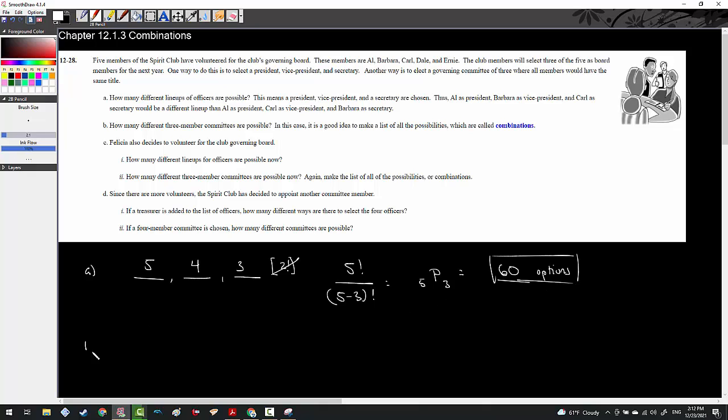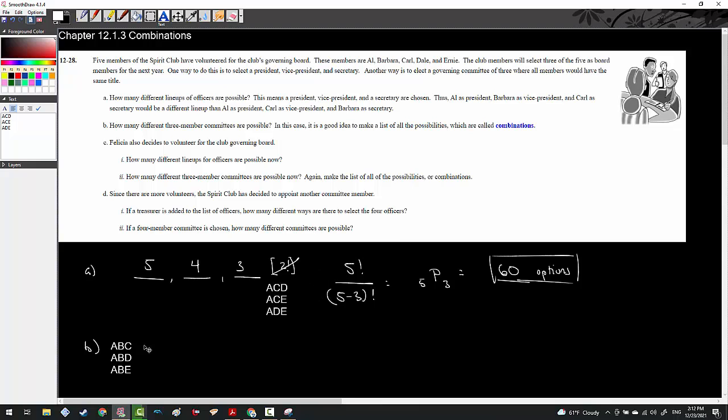Part B says how many different 3-member committees are possible. In this case, it might be a good idea to make a list of all the possibilities. These are called combinations. So I'll go and type these out, that way we can have them in good handwriting. The first one is Al, Barbara, and Carl. Then Al, Barbara, and Dale. Then Al, Barbara, and Ernie. And then another list of Al, Carl, and Dale, Al, Carl, and Ernie, Al, Dale, and Ernie.